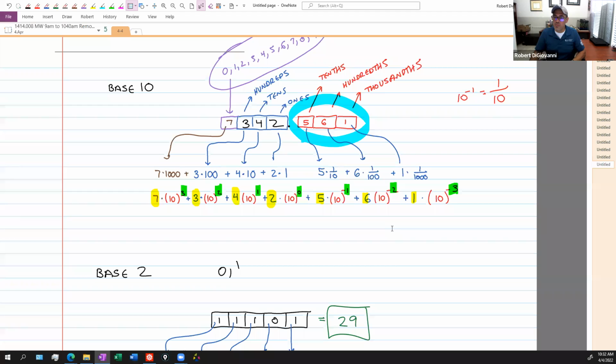You have to use letters because you run out of digits. You go 0, 1, 2, 3, 4, 5, 6, 7, 8, 9, then you start using letters, A, B, C, D. Okay, it's beyond the scope of this class.